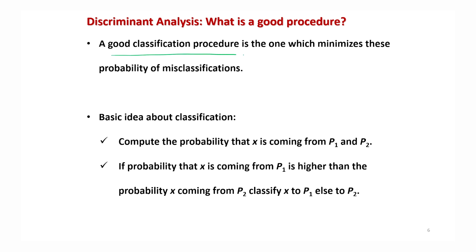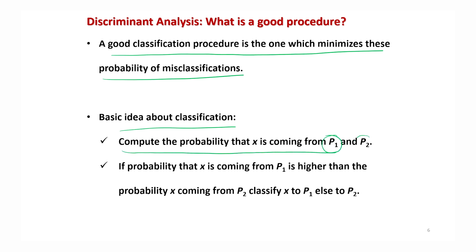So a good classification procedure is the one which minimizes these probabilities of misclassification. And the basic idea about this classification is that we try to compute the probability that X is coming from the population P1 and population P2. Now, the rule is very simple. If the probability that X is coming from the population P1 is higher than the probability of X coming from the second population P2, then we classify the unknown observation X to P1, otherwise to P2. Right. So that is what we are trying to do.